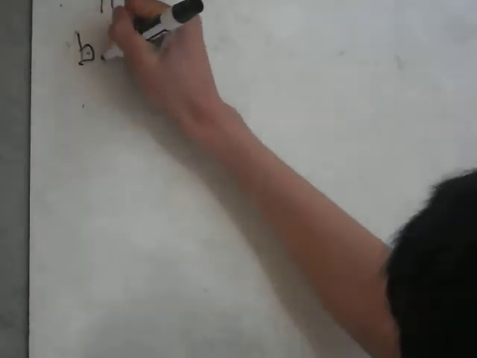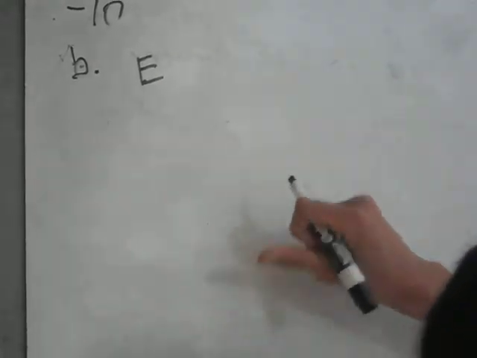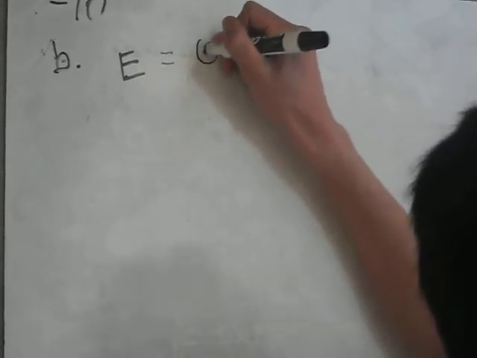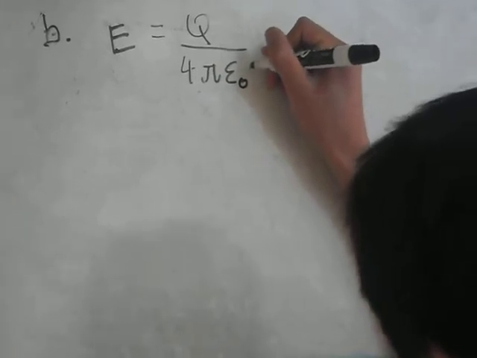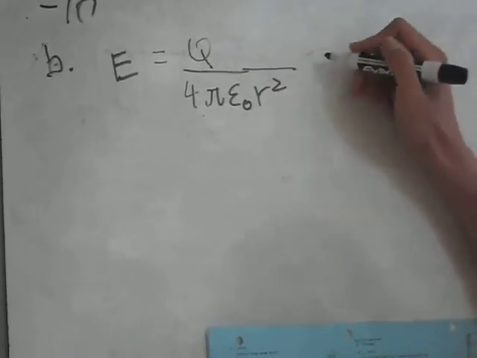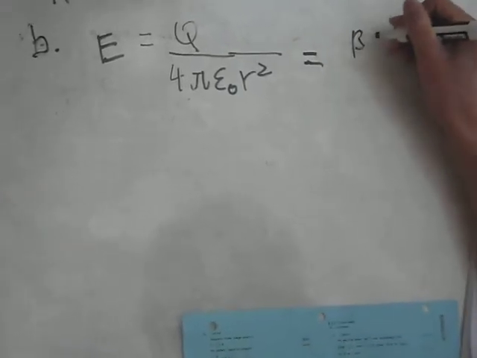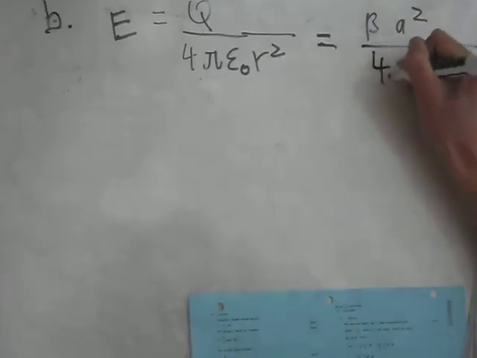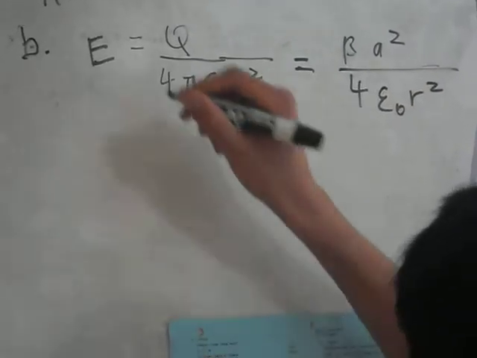Now for part B, you just have to use the equation E is equal to Q over 4 pi epsilon naught r squared. You already got Q from part A, right? And you just sub it in. And then it's just pi beta a squared, since the pi's cancel out, over 4 epsilon naught r squared. And well, that's the first part of B.